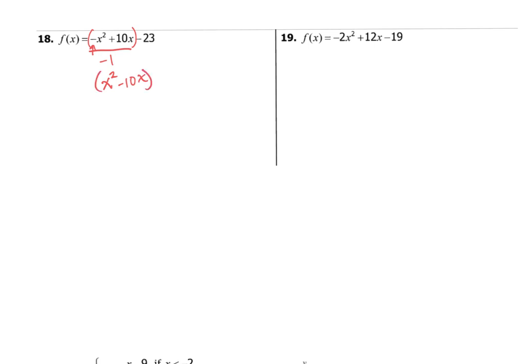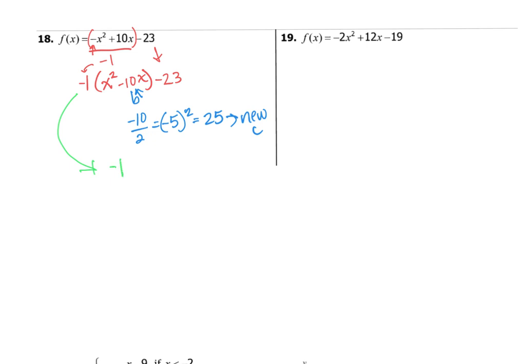Okay, then we put the parentheses back around. But that negative 1 we pulled out has to go on the outside of the parentheses. And then we just bring down that minus 23 that we had kicked out on the outside. So now you can see that our b value is negative 10. We're going to divide that by 2, taking half of it, which equals negative 5. Then we wrap it in parentheses and we square it, and that makes a positive 25, which is our new c value.